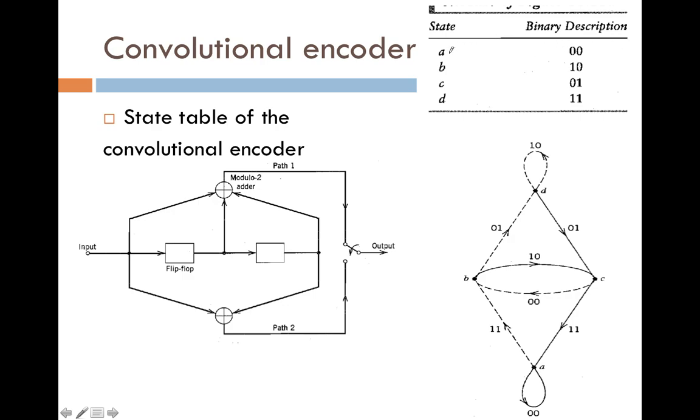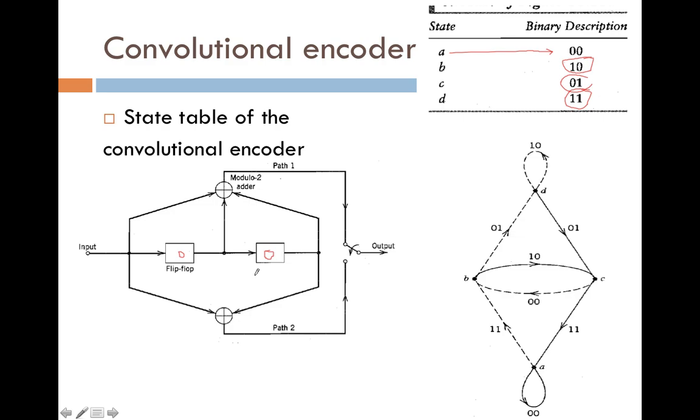For example, consider A is 0 0, B is 1 0, C is 0 1, and D is 1 1. These are the states of the finite state machine. Okay, this is the encoder. So it means the shift register content may be 0 0, 1 0, 0 1 and 1 1. These are the four different possible states of the encoder.